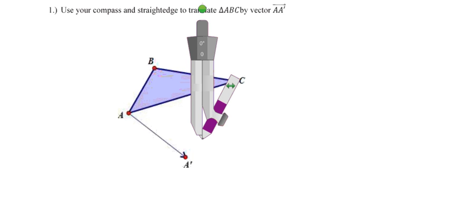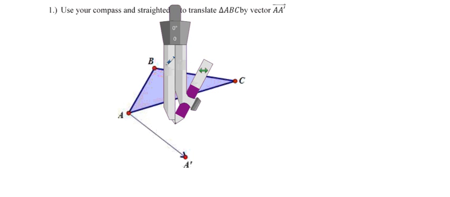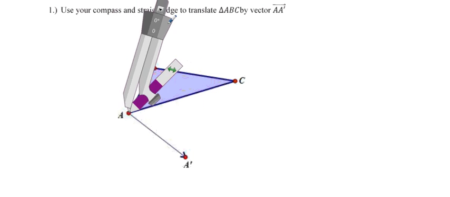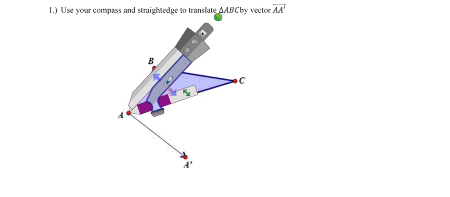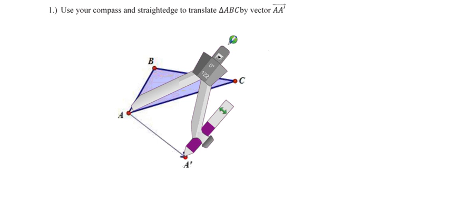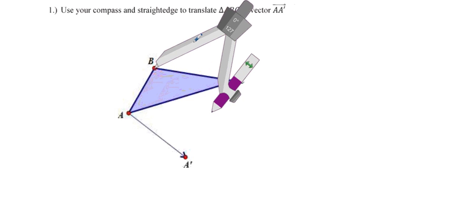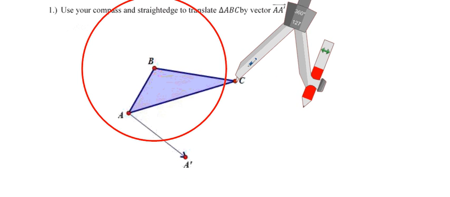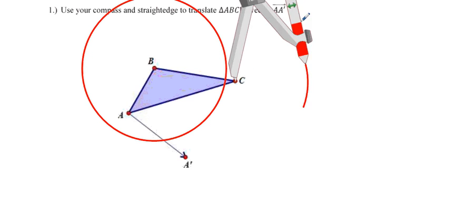So I'm going to begin by measuring the length of that vector. The length of that vector is the length by which I'm going to want to translate each and every point in that triangle. So there's the length of that vector. I'm now going to draw a circle around point B, using that vector as the compass setting, and a circle around point C, using the vector as that compass setting.